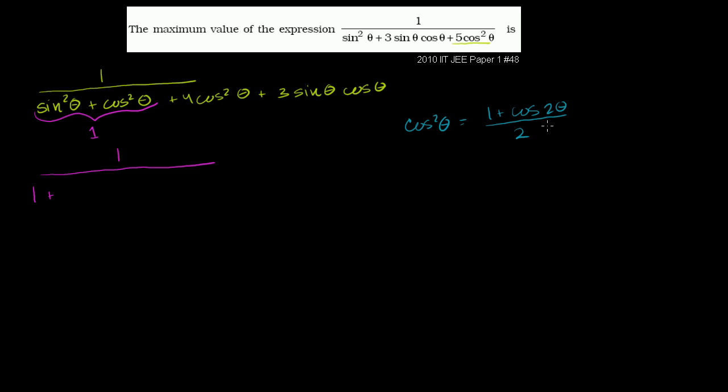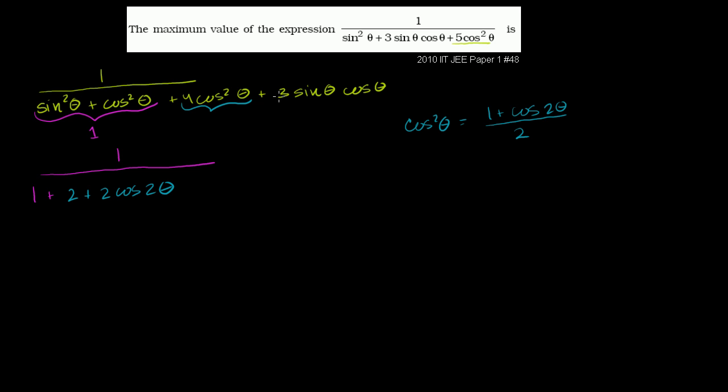So let's see. Cosine squared of theta is equal to this. So 4 times this, the 4 divided by 2 is 2. So it's going to be 2 times this numerator. So it's going to be 2 plus 2 cosine of 2 theta. That's this term right here.